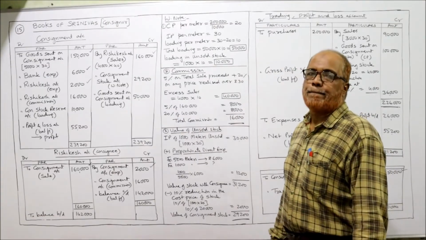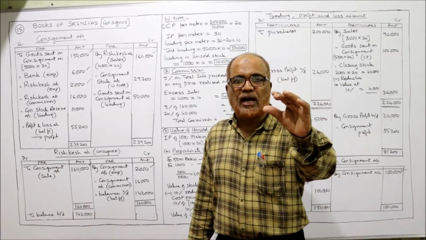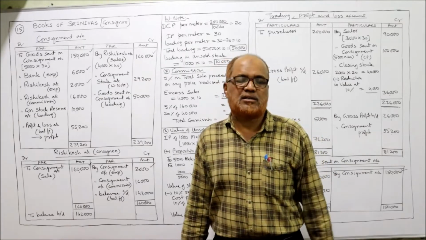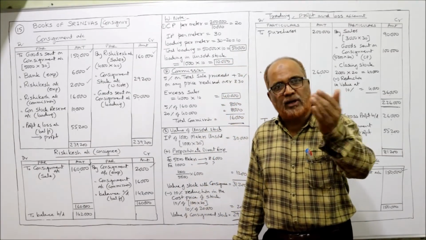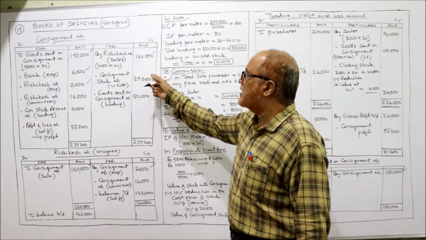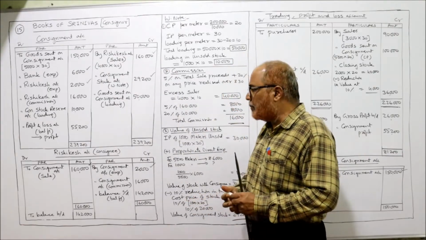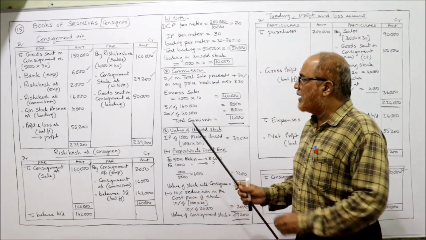So what is the entry for consignment stock? Consignment stock account debit to consignment. So consignment account is credited by consignment stock 29,200. Right? Now commission. We have to calculate the commission.